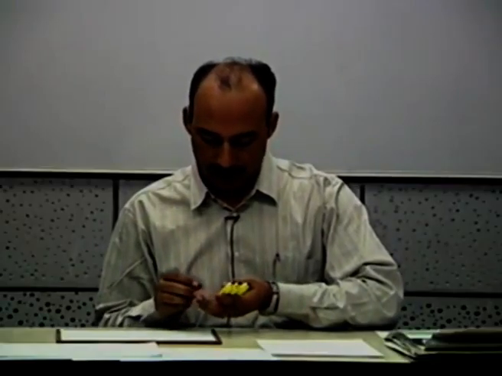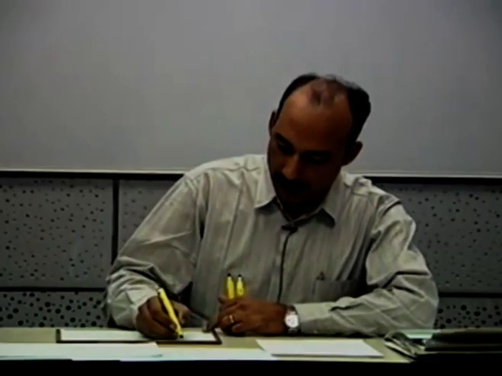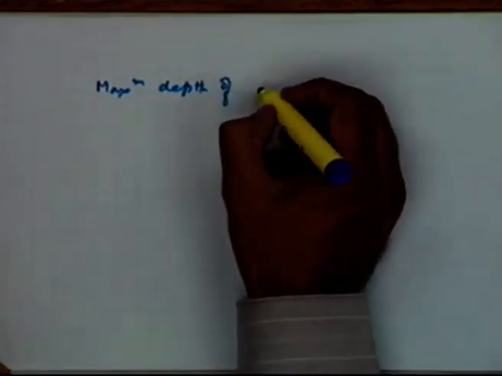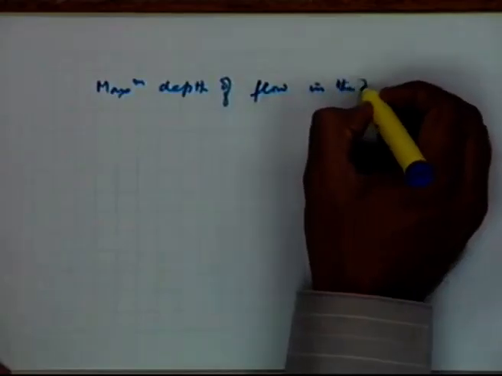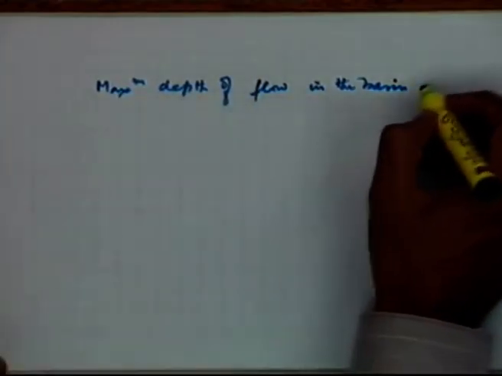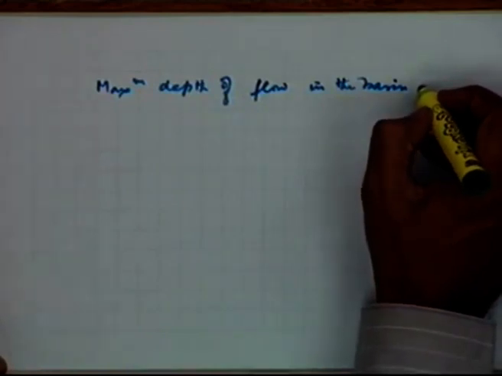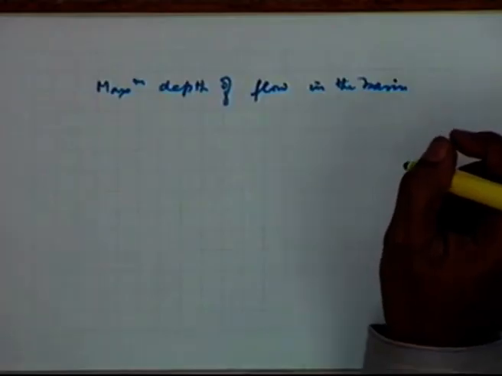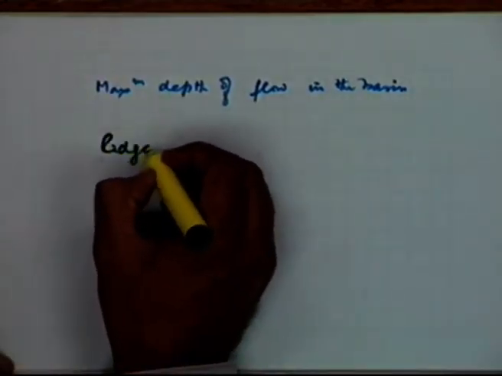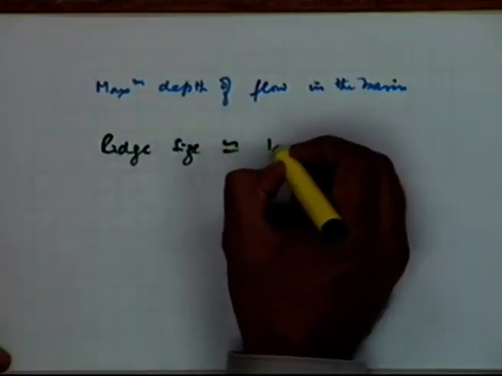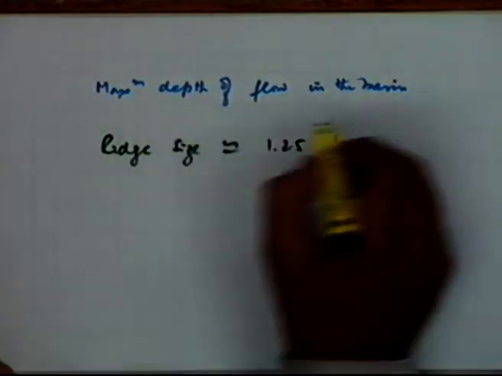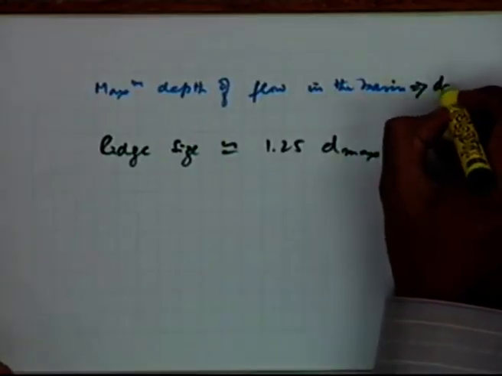Then lastly, we are also interested in knowing the maximum depth of flow on the basin. This maximum depth of flow in the basin is to find out the requirement of the ridge. And normally the ridge size is approximately 1.25 times the D maximum, if we call this maximum depth as D maximum.